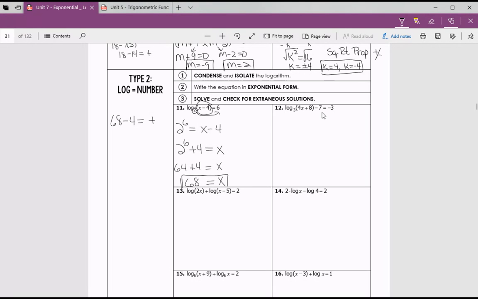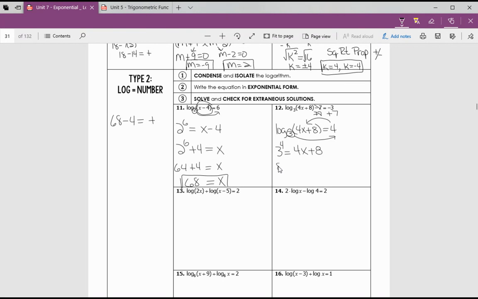In example 12, first thing I need to do to isolate the logarithm is to add 7 to both sides, so it cancels from here. So I have log base 3 of the group equal to 4. Now I'm going to rewrite 3 to the 4th equals 4x plus 8. Remember, you grab your base, go to the other side, and then come back and get this number.